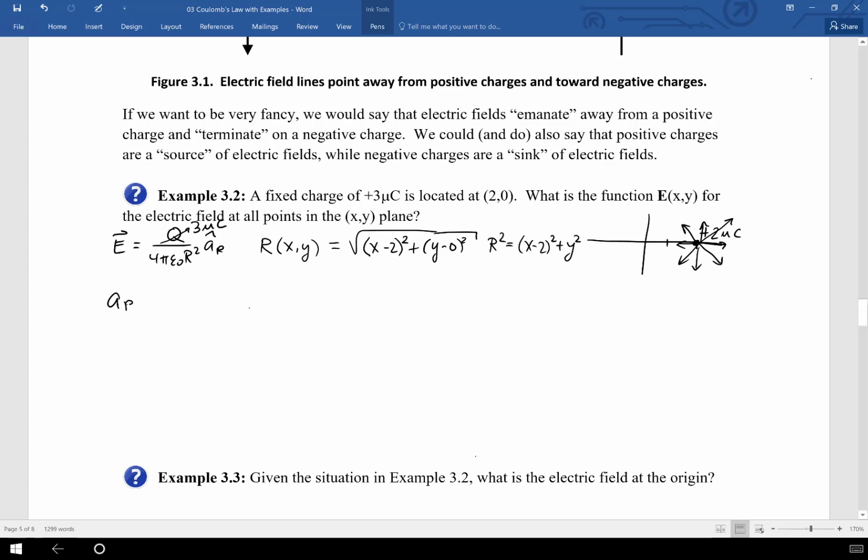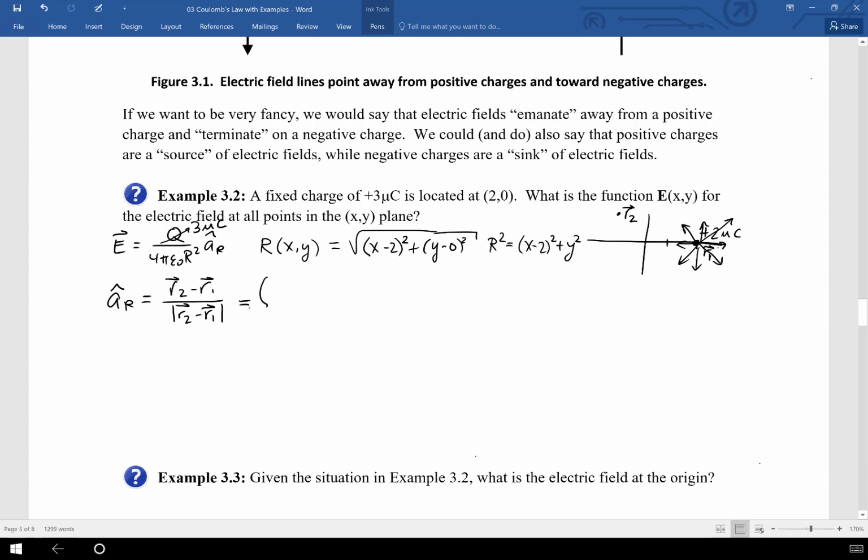I'm going to need to figure out what is a sub r. So a sub r is going to be r2 minus r1 over the magnitude of r2 minus r1. And these are all vectors. Let me just take a minute and figure out what is R2. So R2 is going to be some point over here, and just generically, I'm showing R2 as this generic point, but R1, of course, is going to be the point that we're actually talking about.